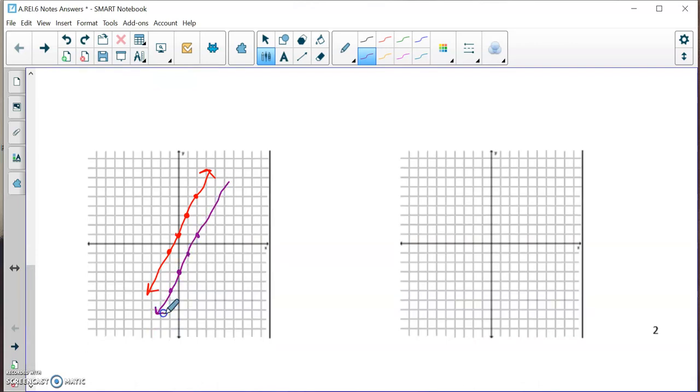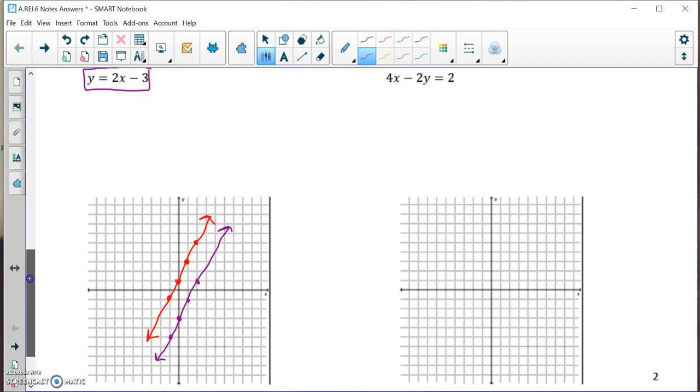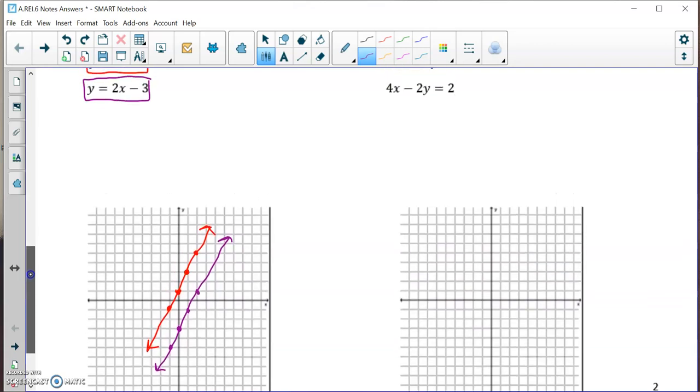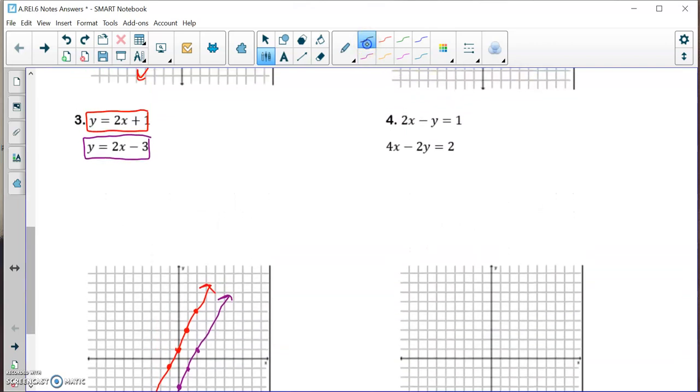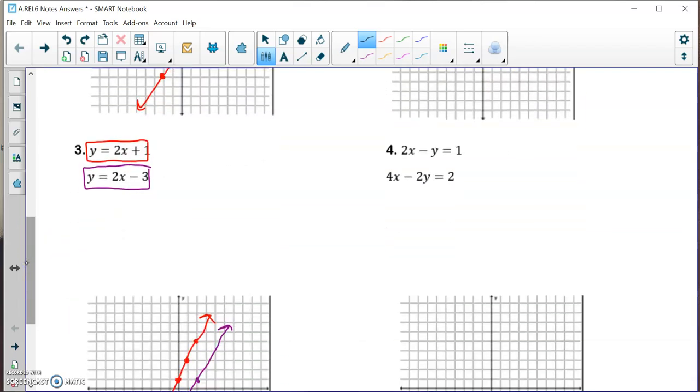Okay. These lines are parallel. They will never intersect because parallel lines do not intersect. So this means that we cannot find an x and a y value that would satisfy both of these equations. So this is no solution.